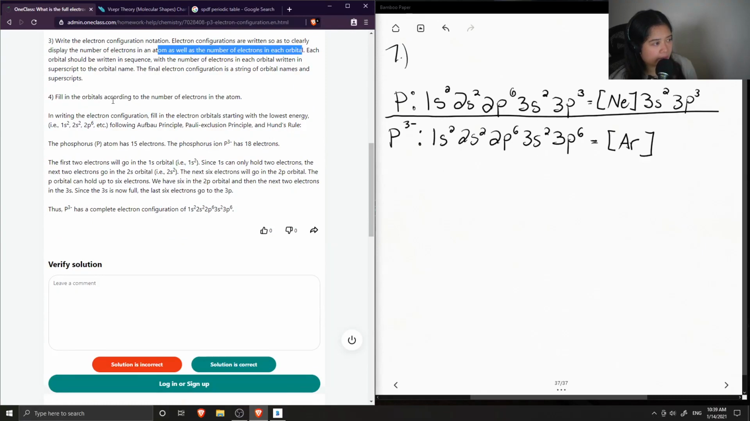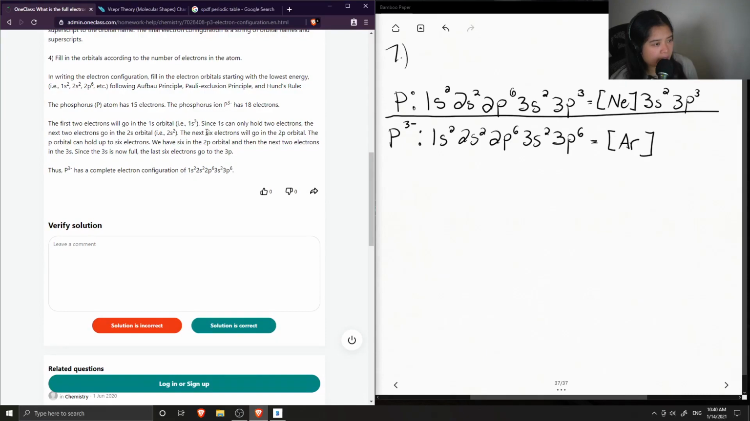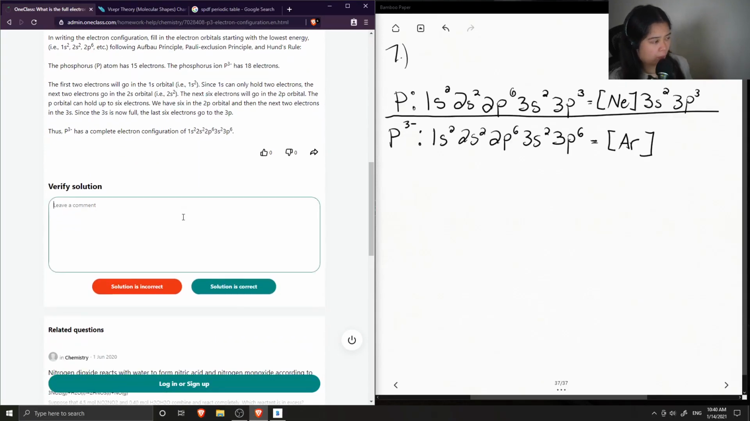And then fill in the orbitals according to the number of electrons in the atom. Fill in the electron orbitals starting with the lowest energy, and then following the Aufbau principle, Pauli exclusion principle, and Hund's rule. The phosphorus atom has 15 electrons, and the phosphorus ion has 18. The first two will go into 1s, the next two into 2s, the next 6 into 2p, and the next 2 into 3s. The last 6 go to the 3p. So this solution is correct.